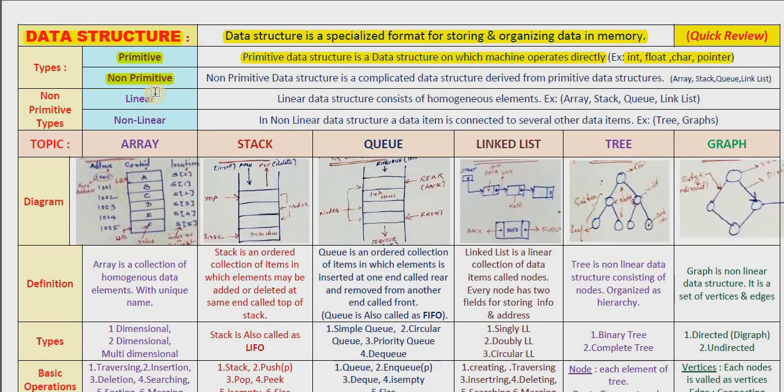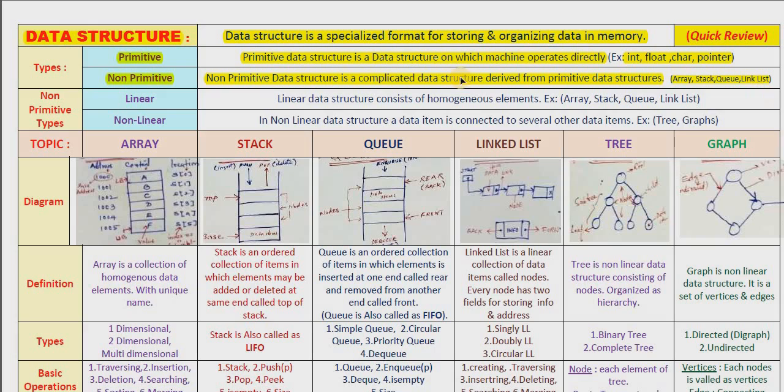Next, another type: non-primitive data structure. A non-primitive data structure is a complicated data structure derived from primitive data structure. Primitive is very simple, and non-primitive is complicated. It is created using primitive data structures. Examples of non-primitive data structure, as you can see here, are array, stack, queue, linked list.